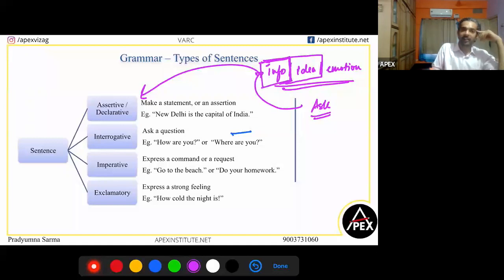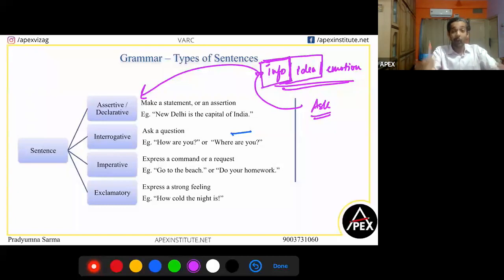Like what? Like New Delhi is the capital of India. Okay, so if I just tell you that New Delhi is the capital of India, what is it? I'm just sharing some information with you, correct? So that becomes an assertion. So that becomes an assertive statement.